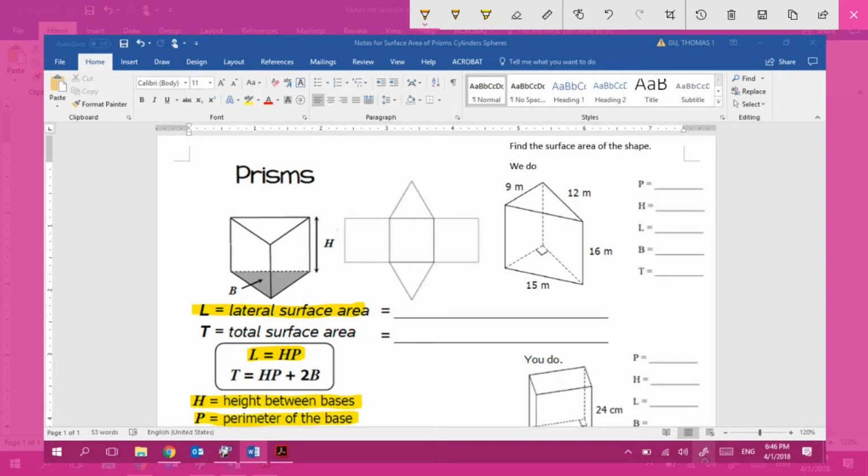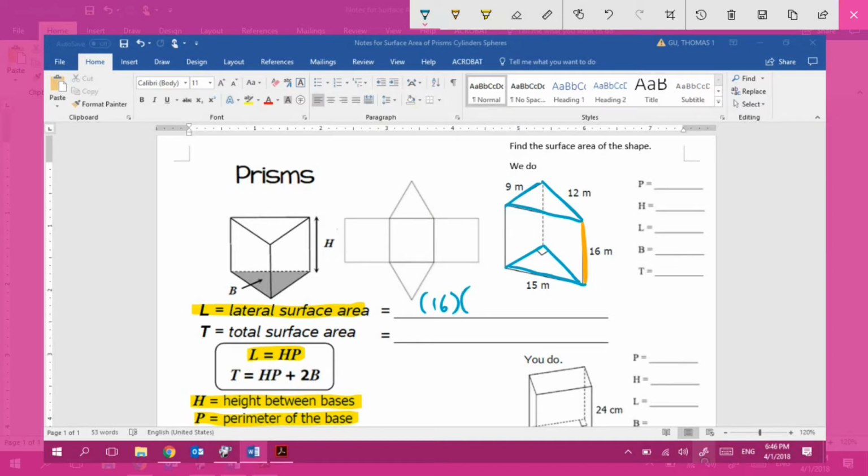So let's go ahead and mark what my bases are. In this picture, it's going to be this triangle right here, and this triangle down here. Those are my two bases, okay? So my lateral surface area, I want to multiply H times P. What is the height between my bases? You can see on the picture, labeled right here on the orange, I'm going to highlight it, is 16. That is the height between the two bases. So first it's going to be 16 times the perimeter of the base.